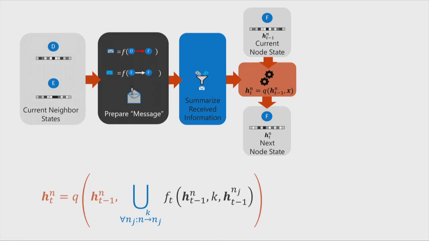So we get all our neighbors, we compute a message, we summarize it, and then we take our own state, this state here, and we combine this with some function q. And we now have a new state over there. Okay, so that's the high-level thing. For each node, you can imagine we have a previous state, you get messages from your neighbors, and you update your state.